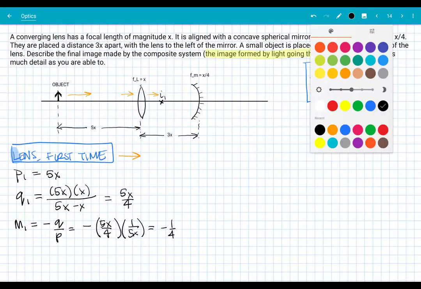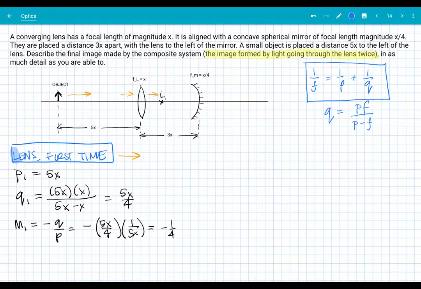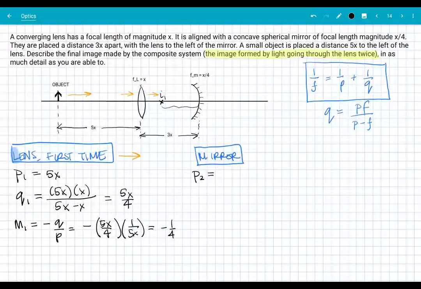Let's go ahead and switch gears now and work on the mirror. The light is now going to hit the mirror, right? And now our object for the mirror is the image that was created by the lens. So now we need to figure out what that object distance is going to be. That's P2. That object distance is basically the distance from image 1 to the mirror. That distance right there, that's P2. So we need to figure out what that is.